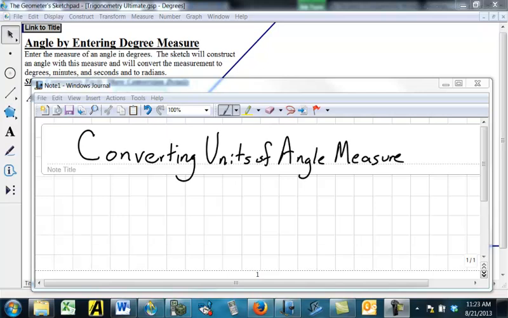We're also going to introduce a more ancient system of measurement called degrees, and degrees, minutes, and seconds, and learn to convert among these different measures.